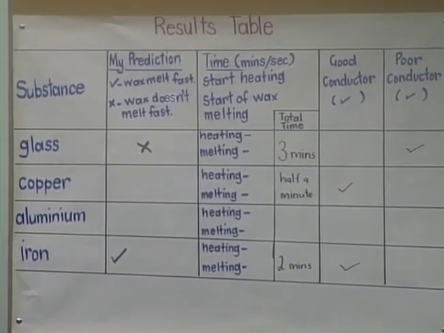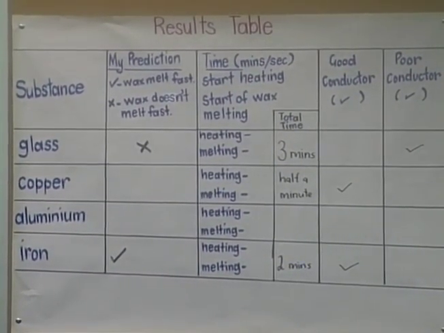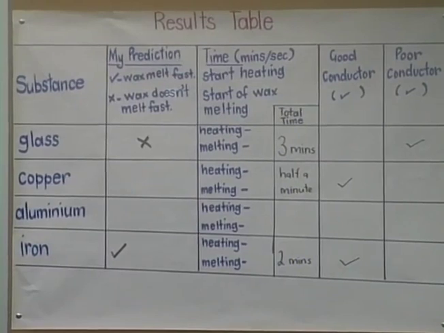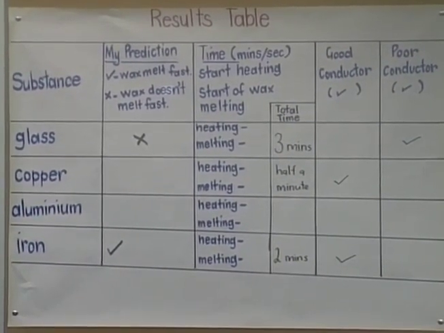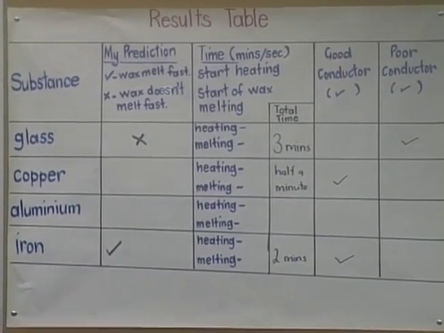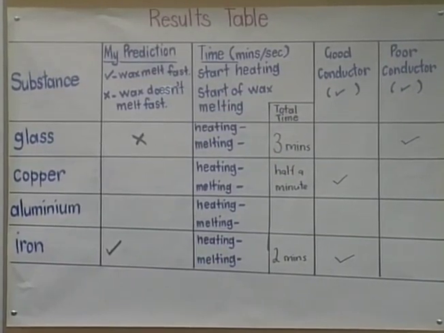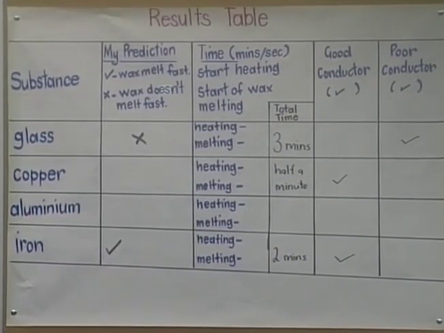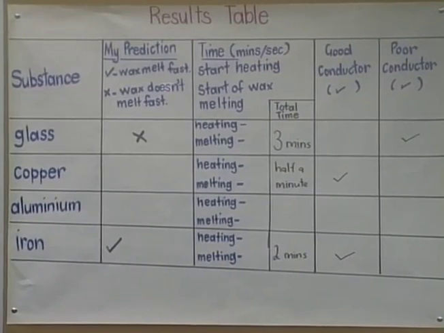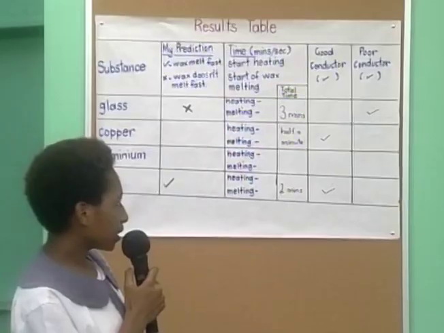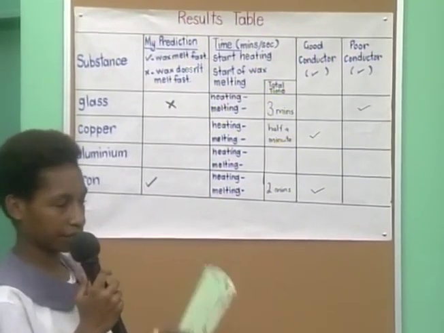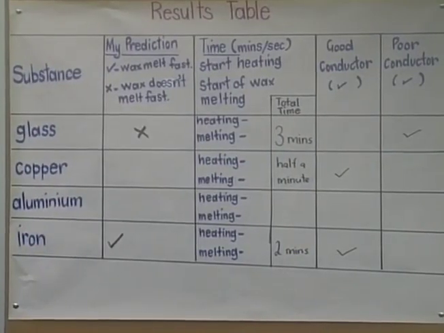The glass rod is not a good conductor because it took 3 minutes, but it did not melt. And the copper rod is a good conductor because it conducts the heat faster than the other rods. It took half a minute, about 30 seconds, to melt. And the iron rod took 2 minutes, so it conducts heat more slowly than the copper rod, because the copper rod melts faster than the iron rod. Very good, thank you, Diane.